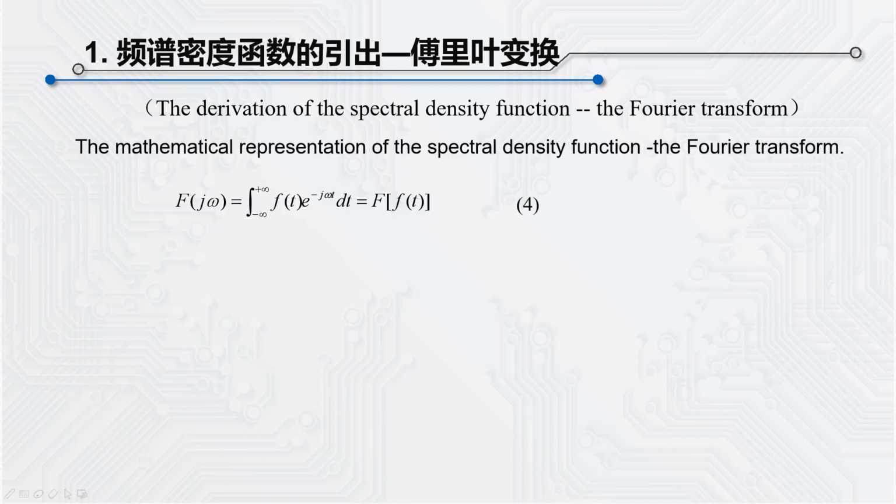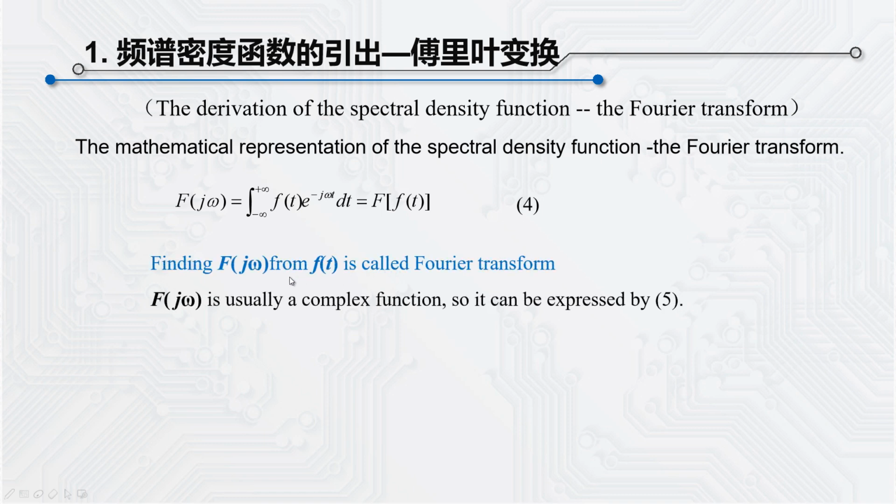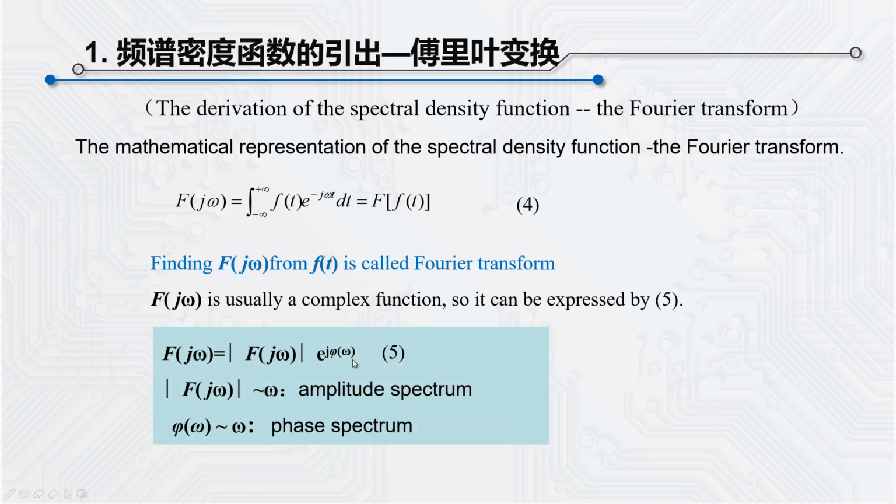The mathematical representation of the spectral density function is the Fourier transform that you have learned before. It is expressed by Formula 4. That is to say, the process of finding F(j omega) from f(t) is called the Fourier transform. In general, F(j omega) is a complex function, so it can also be expressed by Formula 5.